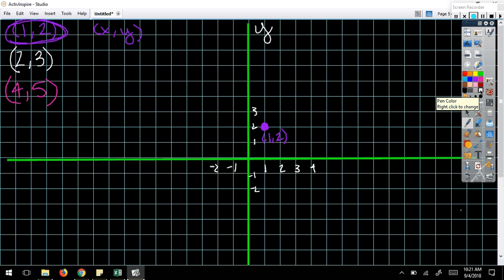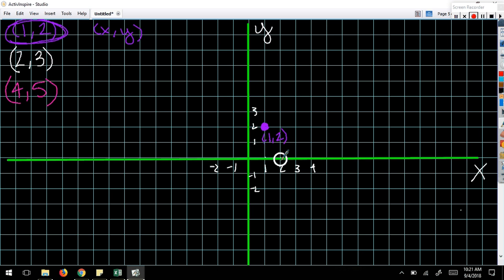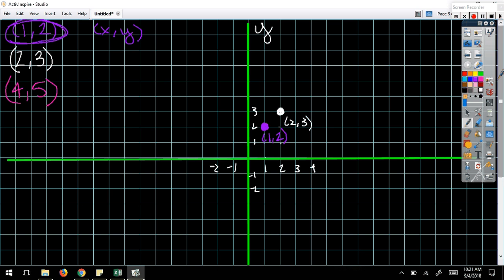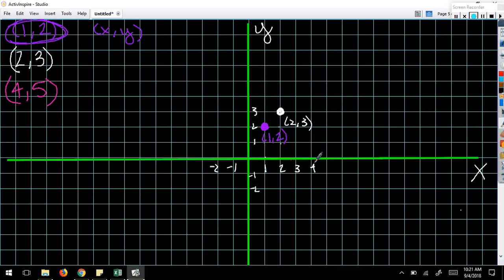Let's look at the white point here. This time it's 2, 3. Go over 2, and up 1, 2, 3. This is the point 2, 3. Don't draw a line yet, but that's okay, you're just ahead of the game. All right, let's look at the pink point. 4, 5. Over 4, up 5. This is the point 4, 5.